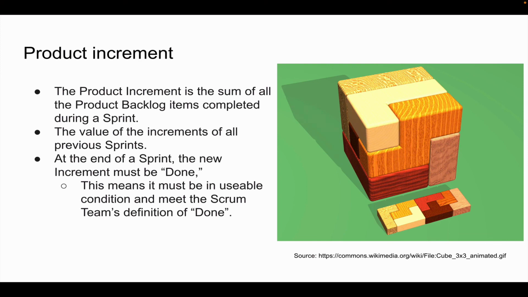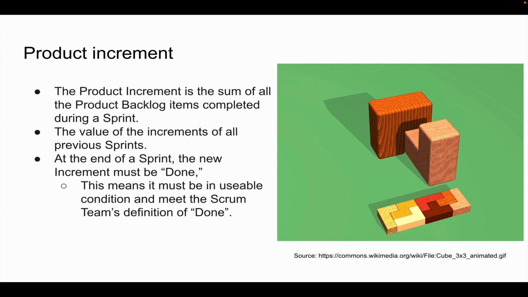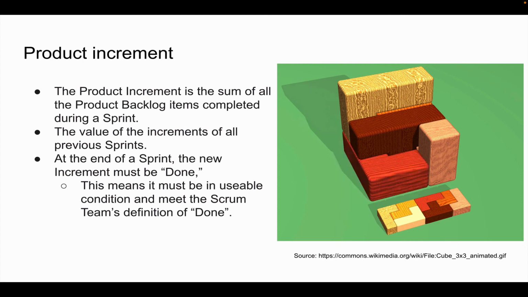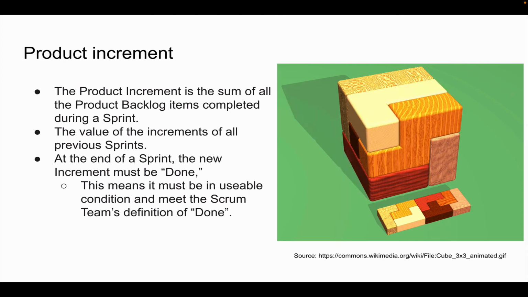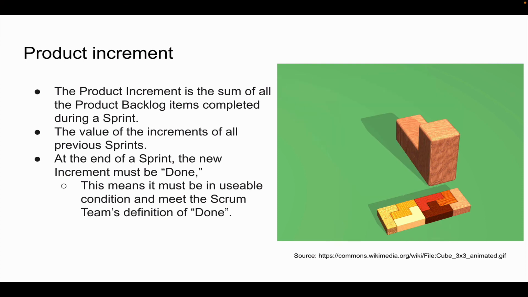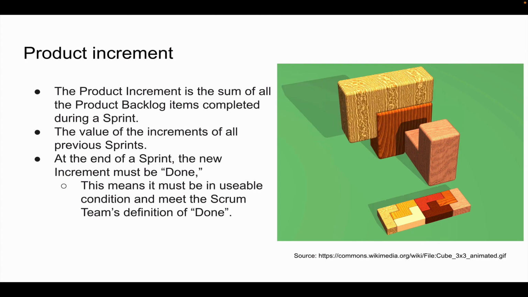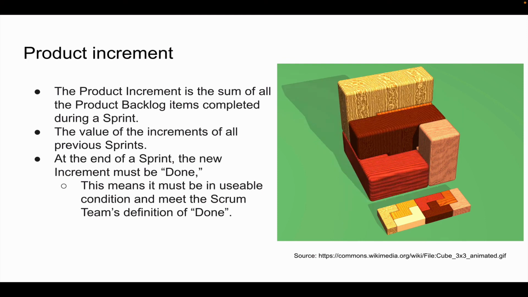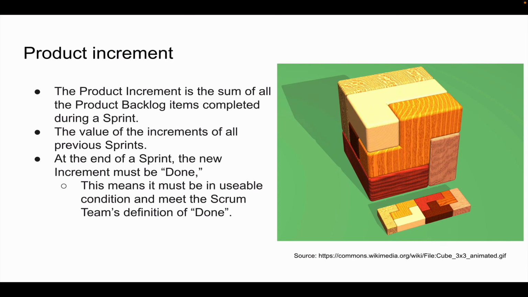At the end of a sprint, the new increments must be done. So this means that it must be in usable condition, so production ready, and meet the Scrum team's definition of done.